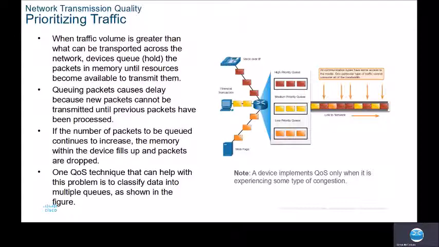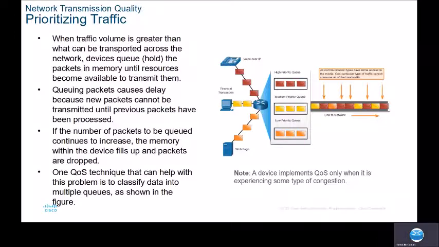One QoS technique that can help with this problem is to classify data into multiple queues, as shown in the figure. And so a device implements QoS only when it is experiencing some type of congestion. And so basically you have different priority queues. And so the highest priority queue will need to be empty before any of the medium priority queues. And then both of those need to be empty before the low priority queues packets are transmitted.